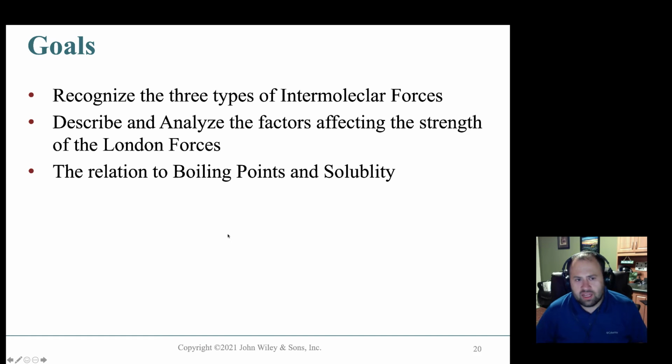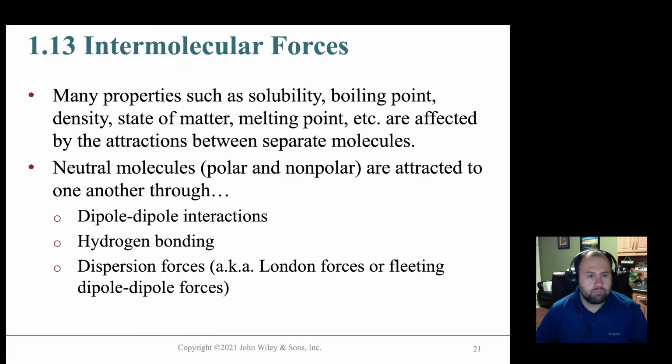So let's go ahead and discuss a couple things that we weren't able to get to in lecture. Mostly, let's recognize and introduce the three types of intermolecular forces that you learned about in general chemistry. Then we're going to describe how you can analyze the factors that specifically affect the strength of the London forces. And then we're going to discuss briefly their relationship to boiling points and solubility.